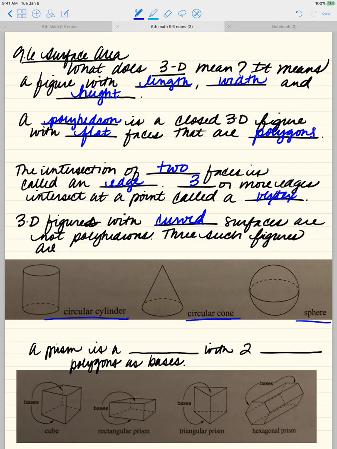Okay, we're also going to be talking about prisms, and a prism is a special type of cylinder with two congruent polygons as bases, and we have cubes, rectangular prisms, triangular prisms, and hexagonal prisms. And what these arrows here mean with bases is that we said that they have two congruent polygons as bases. So this right here is going to be congruent to this down on the bottom. This up here is congruent to what's on the top.